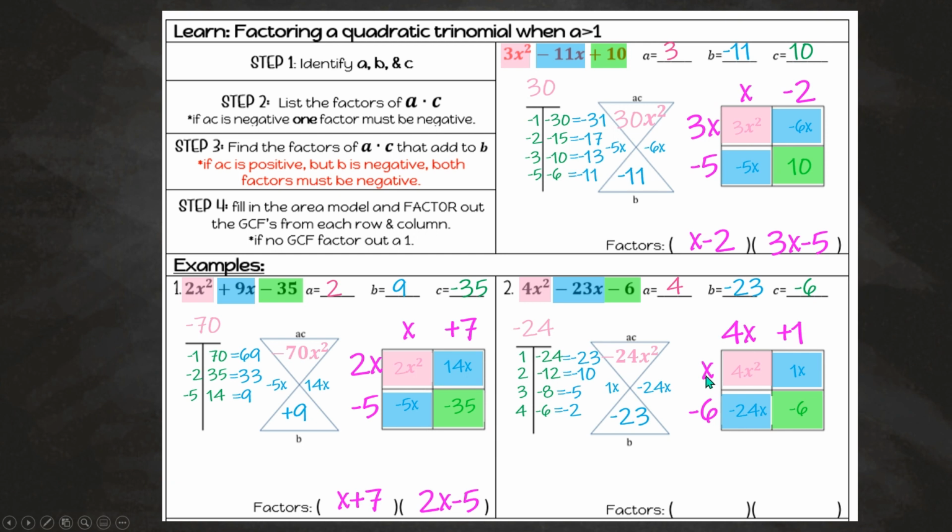Now take a moment to double check that you factored out correctly. Does x times 4x give you 4x squared? Does x times 1 give you 1x? Does negative 6 times 4x give you negative 24x? Yes. And then does negative 6 times 1 give you a negative 6? Yes. Everything checks out. So that means that my factors are 4x plus 1 and x minus 6.